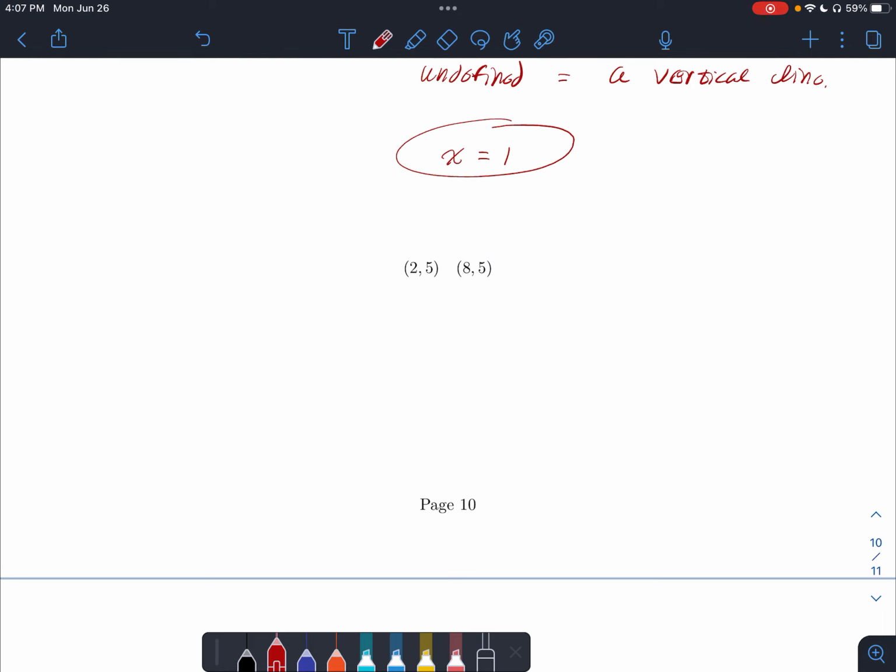Okay, let's take a look at this one. We have 2, 5, and 8, 5. Again, you could notice that you just have y values, so you know it's going to end up being y equals something for your line. But let's again say you didn't notice that.